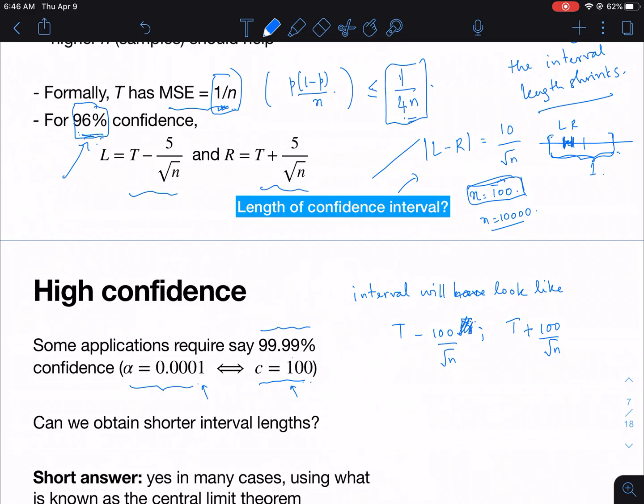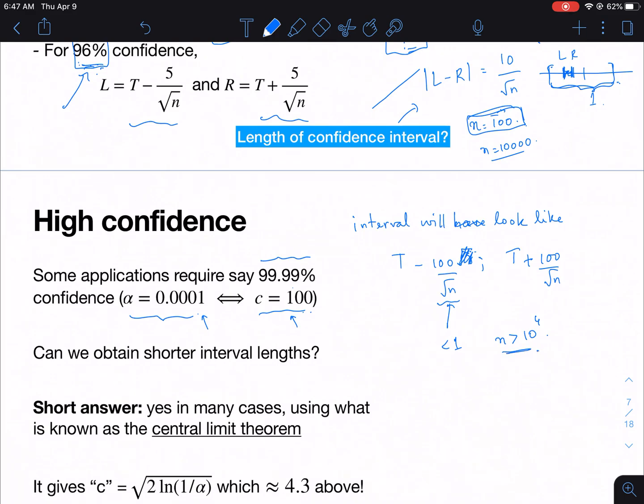So if I want this term to be even less than 1, then I would like to have root n being more than 100, or n more than 10 to the 4. So you need a lot of samples to ensure this kind of confidence. And if you want a smaller interval, let's say I want an interval of length 0.1, then I would need n to be more than 10 to the power 6. By the way, this is the sort of computation that you will see in your last homework, and this is the kind of thing that you should start getting comfortable with.